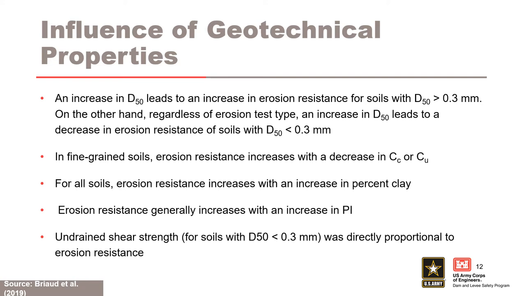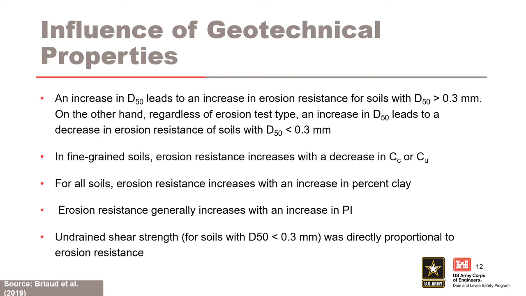Likewise, in fine grain soils, erosion resistance increases as the C sub C, the coefficient of curvature, or C sub U, the coefficient of uniformity of the gradation, decrease. This is because high values of CU indicate broadly graded soils that likely have a larger coarse fraction, whereas for fine grain soils, a low CU indicates that it's almost all fine grained and probably has a high clay content and potentially plasticity. For all soils, erosion resistance increases as the percent clay increases and also increases as the plasticity increases.